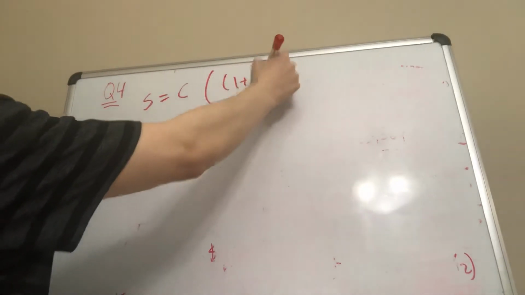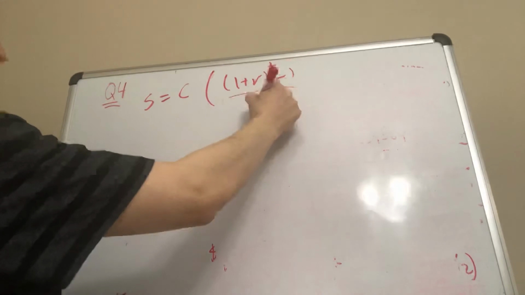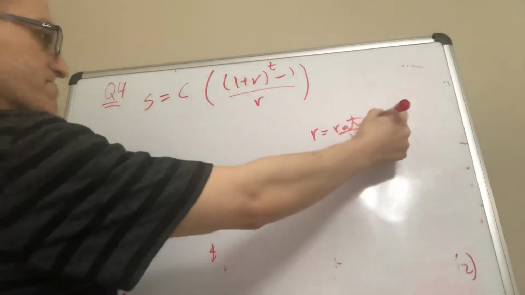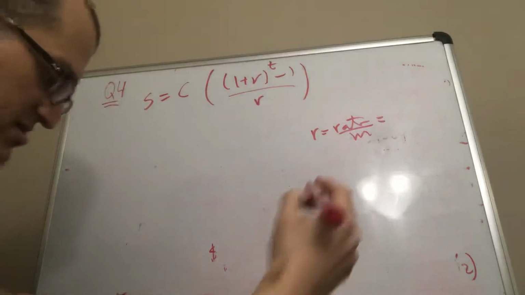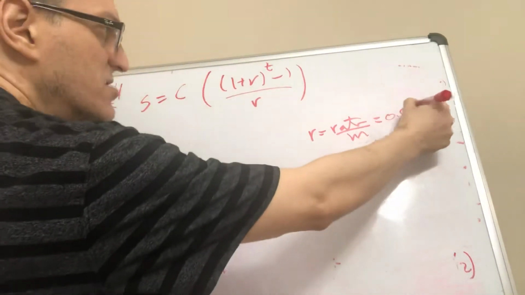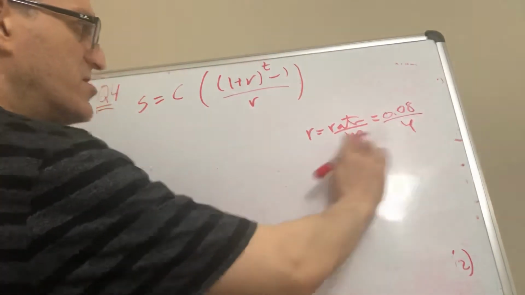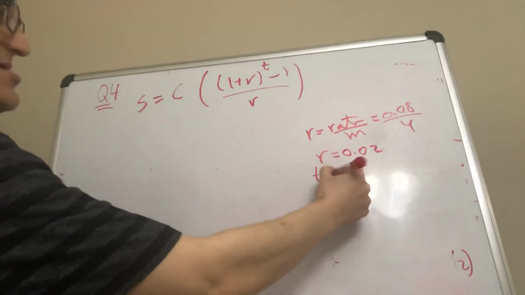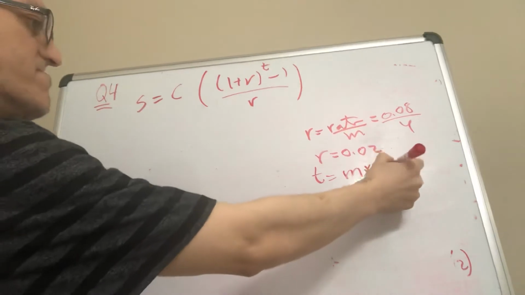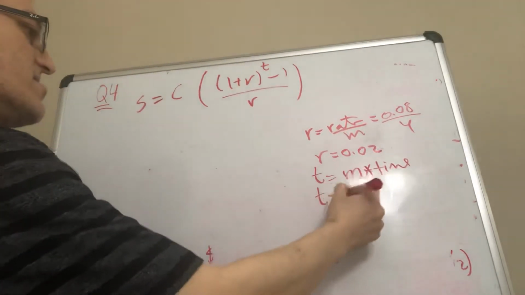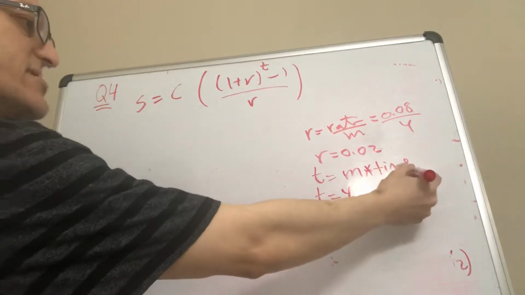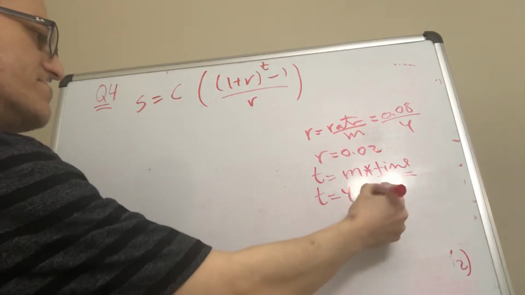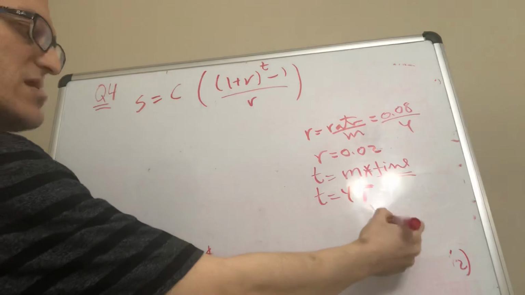It's ((1 plus r) to the t minus 1) over r. r is always rate over m. They tell you it's 8%. Quarterly, you divide by 4, so r is 0.02. t would be m times time. Quarterly, we don't know what time is, so I'm going to call it capital T. And that's what we're solving for.